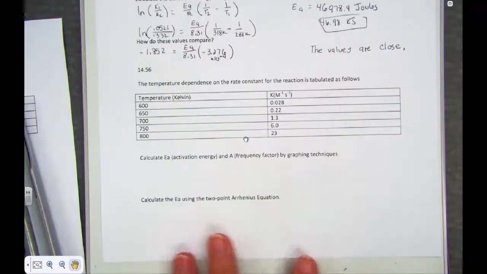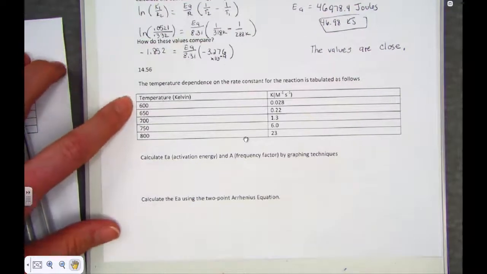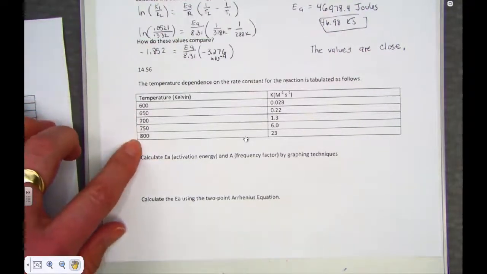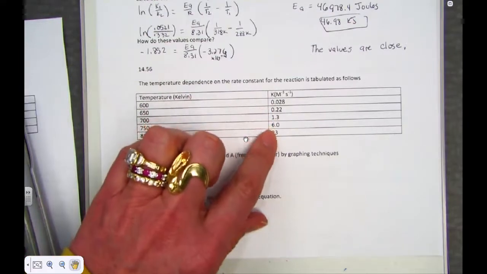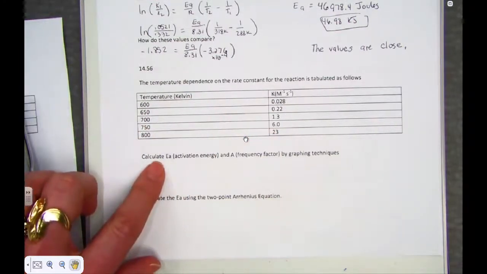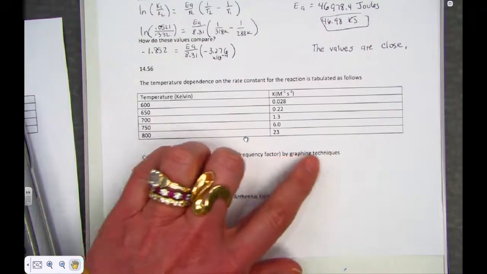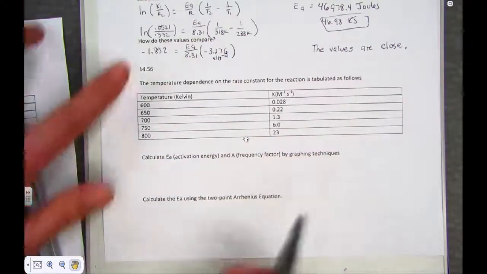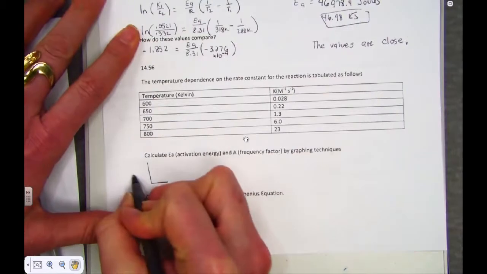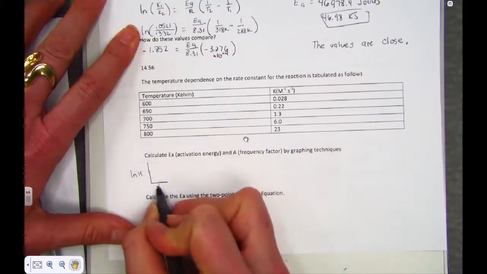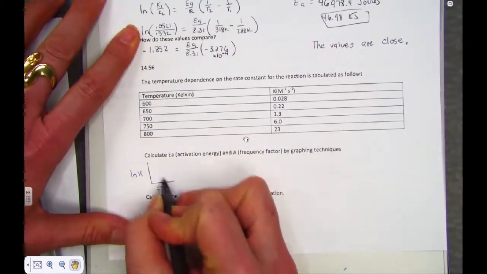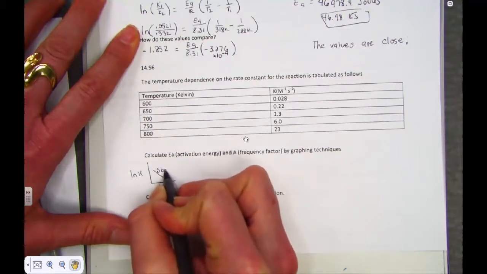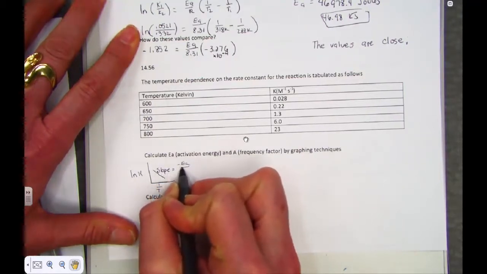We have one more to try together. It's number 56. Number 56 also has us graphing and using the two-point form of Arrhenius. Here we have Kelvin temperatures running at a series of trials and some K constants. Calculate EA and the frequency factor by graphing techniques. So by graphing techniques, very similar to what we've done up here, we have to generate natural log of K's over the reciprocal of Kelvin temperatures and find the slope, knowing that the slope will give us negative EA over R.